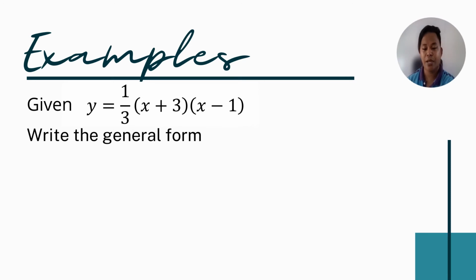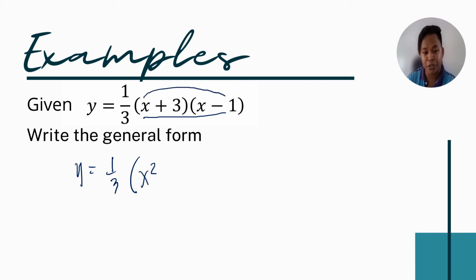We're going to write this equation or this quadratic function into the general form. We're going to multiply the factors x plus 3 and x minus 1 using the FOIL method. First term to first term, x squared.